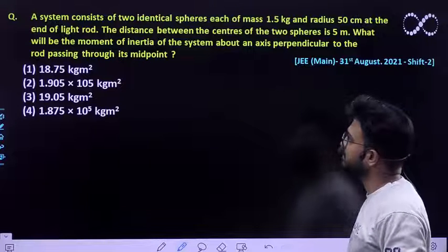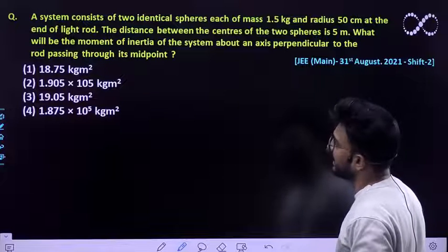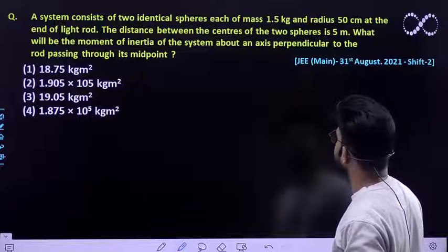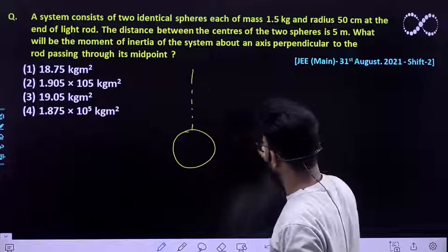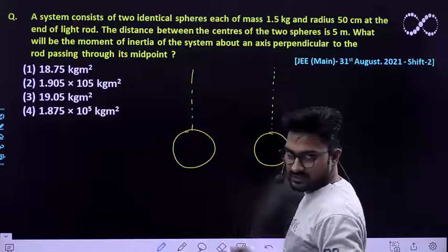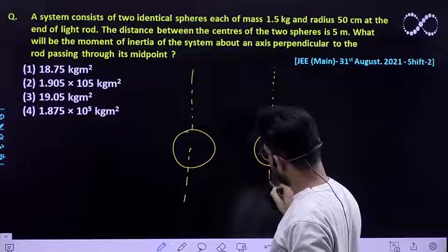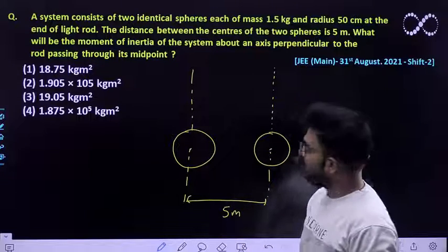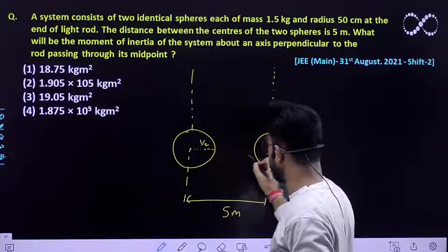Question says a system consists of two identical spheres, each of mass 1.5 kg and radius 50 centimeter at the end of a light rod. The distance between the center of the two spheres is 5 meter. So you have been given two spheres suspended by a light rod, and the center to center distance between them is given as 5 meter. And its radius is also given as 50 centimeters, so that means it is half meter.